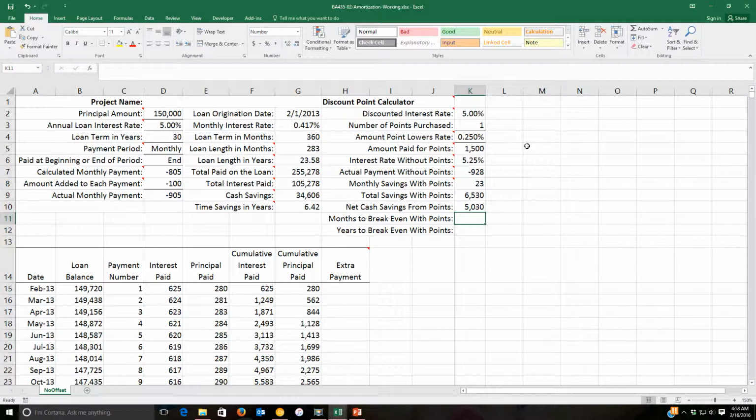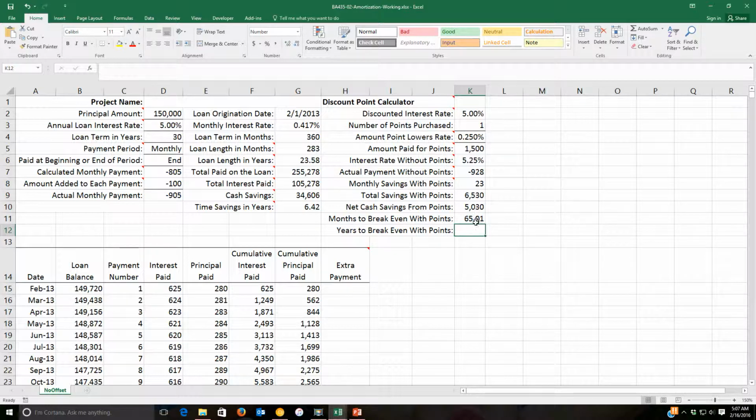The monthly break-even in points, we'll go ahead then and take the value in K5, which is the amount that we paid for the points, and we'll put that over the value in K8, which is the monthly savings in points. It tells us how much we saved each month. So by dividing those out, we find how many months until we've saved, at $23 a month, our $1,500, and that'll be 65 months.